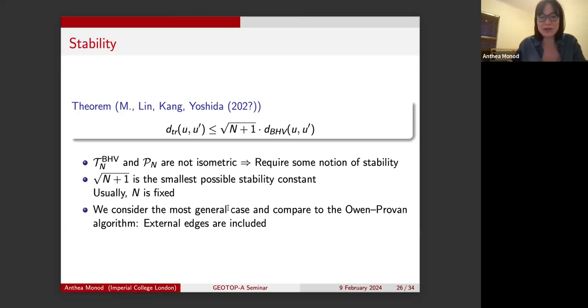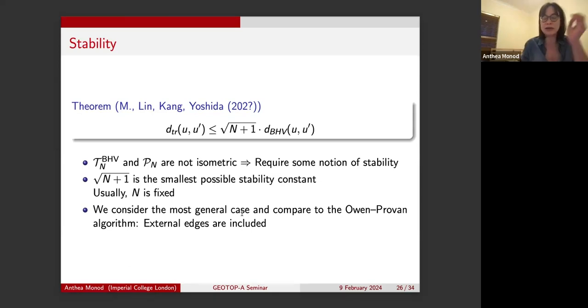I don't want to keep you over time too much, but one of the questions that we studied with my collaborators is, what's the stability between these two different metrics? It turns out that we do have stability. The two tree spaces, the tropical tree space, which we call phylogenetic tree space, and BHV space, are not isometric. So the question is, what is some notion of stability? How can you compare these two? They're comparable in this way, where the square root of n minus 1 is the smallest possible stability constant.